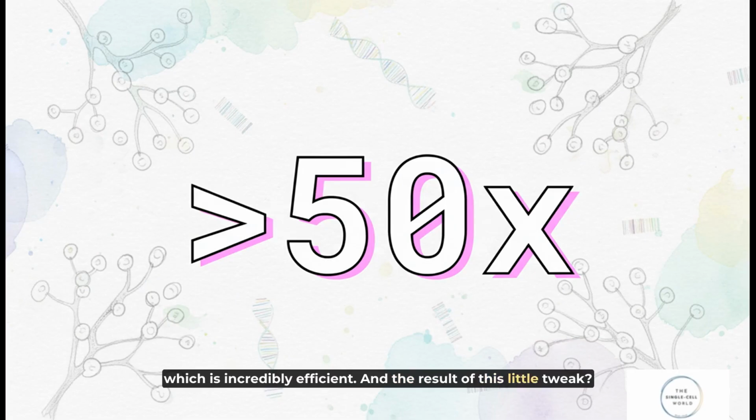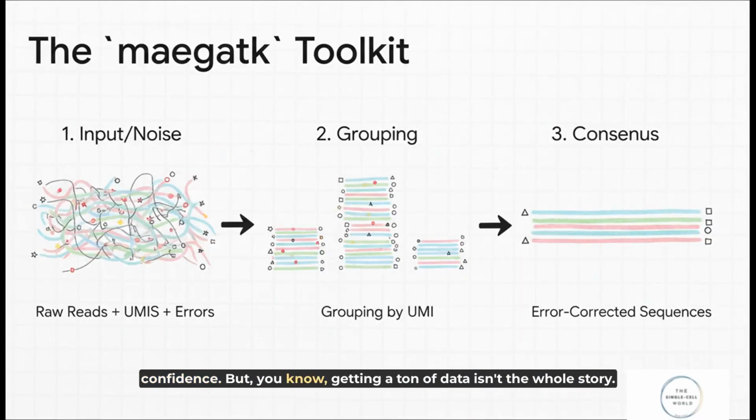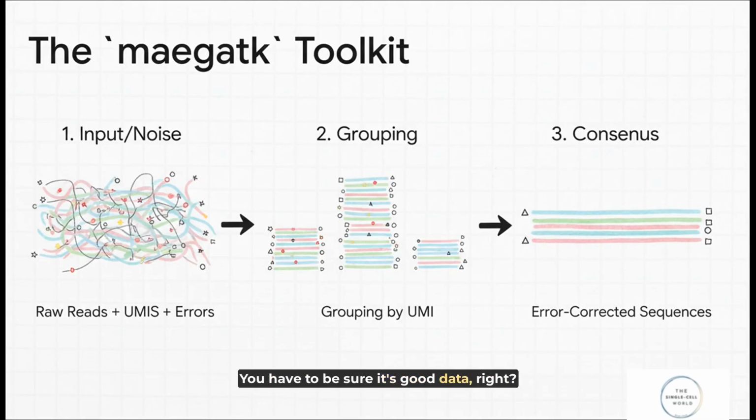And the result of this little tweak? It's pretty staggering. MAESTER boosts the coverage of the mitochondrial genome by more than 50-fold. So what does that actually mean? It means for any given cell, you go from having just a few scattered, unreliable pieces of information to having a deep, comprehensive readout of its mitochondrial DNA. And that depth is what lets you spot those barcode mutations with real confidence. But you know, getting a ton of data isn't the whole story. You have to be sure it's good data, right?